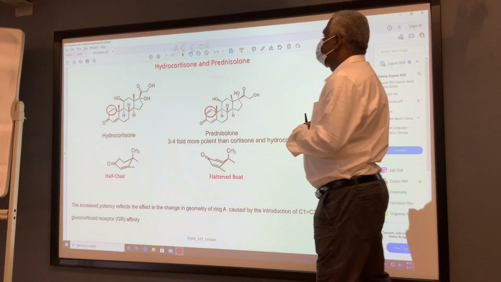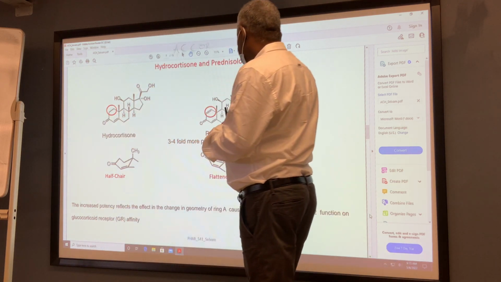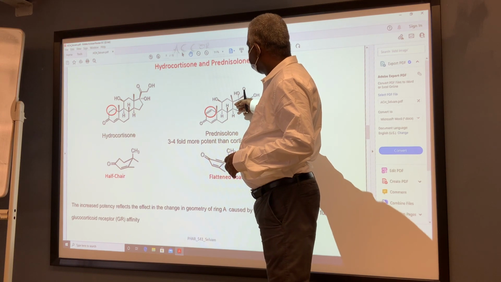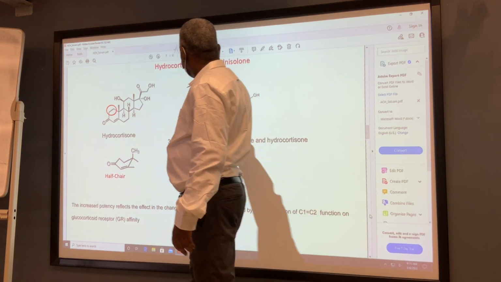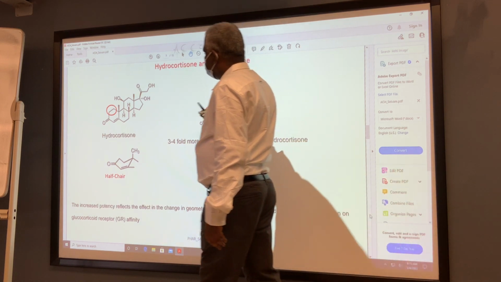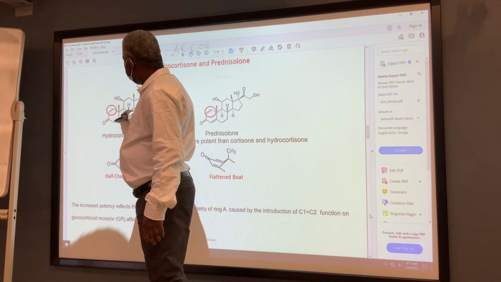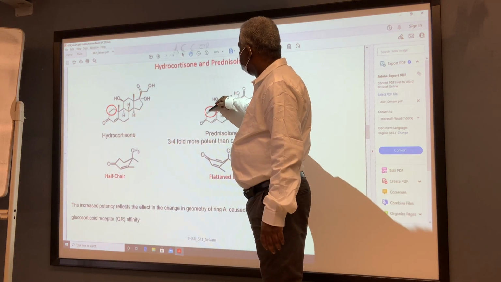So structure 1 is hydrocortisone. The other one is prednisolone. The structures are almost similar, hydrocortisone and prednisolone. The only difference is in ring A: in hydrocortisone there is only one double bond, and in prednisolone, ring A has 2 double bonds.